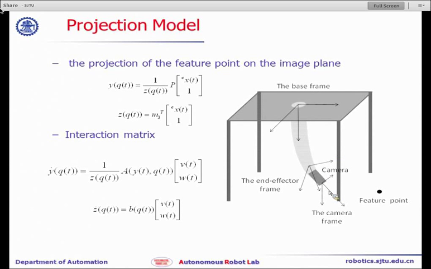We have the camera actually inside this robot, and we have a base frame here. By the kinematics we have derived, we can find the relationship between the base frame and the end-effector frame, and we have a feature point here. This feature point is projected into the image plane by this equation. Another important thing is the depth information. Since we use only one camera, the depth is very important. It can be calculated by this equation, though of course there are several things that we don't know.